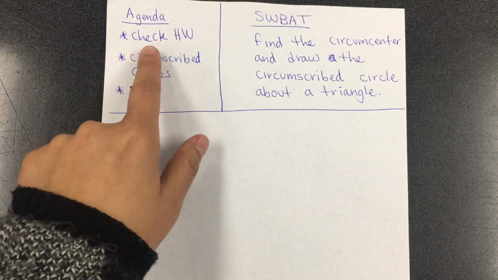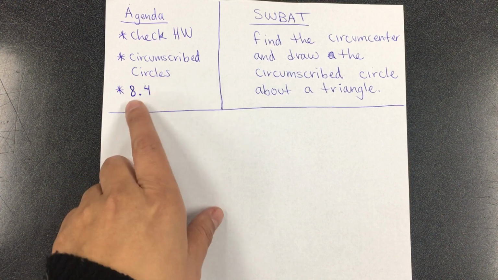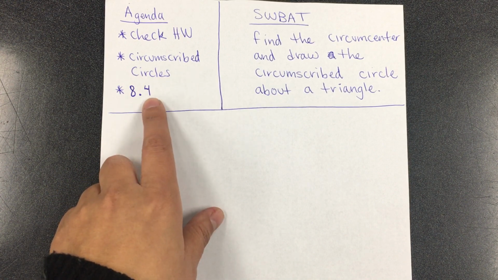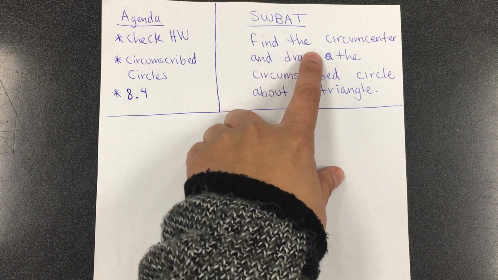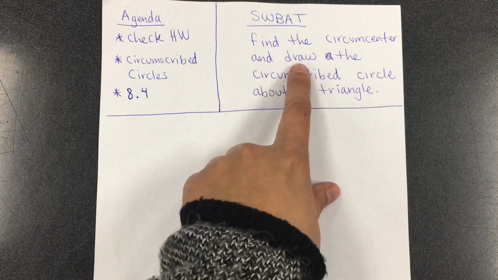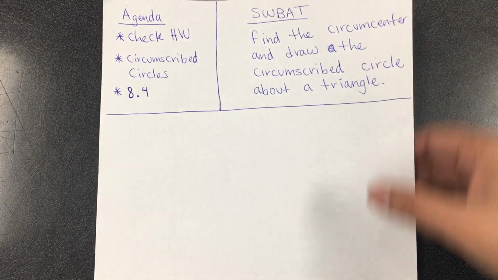Hello students, today's agenda is to check homework. We'll be learning about circumscribed circles and you will be able to work on 8.4. Today students will be able to find the circumcenter and draw the circumscribed circle about a triangle.